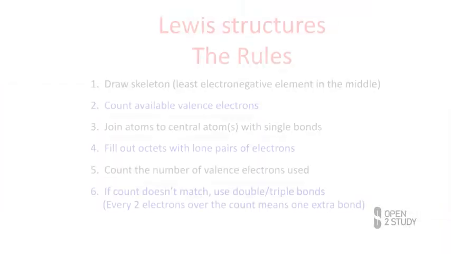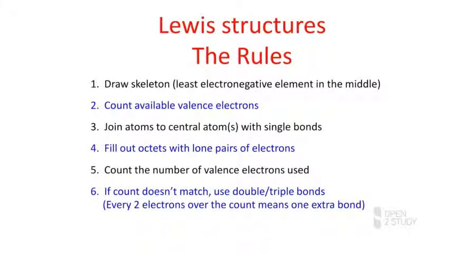So once again, I've got your rules up on screen here, just as a reminder. These are the 6 steps that we'll be going through in order to draw our Lewis structures, but this time we will be invoking that 6th step. We will be having a look at double and triple bonds. So let's launch straight into our first example.